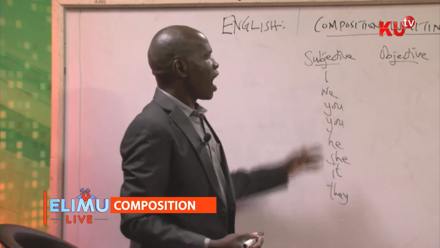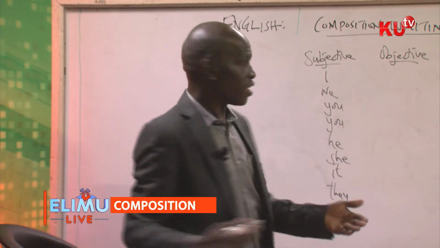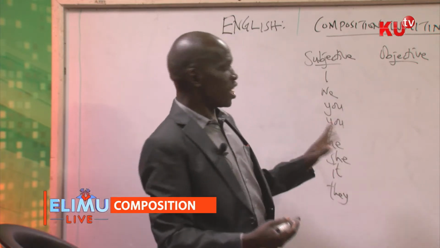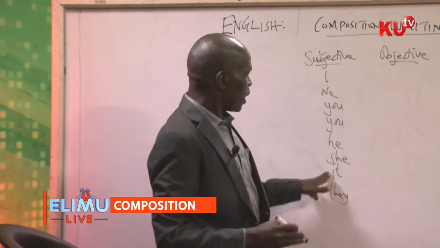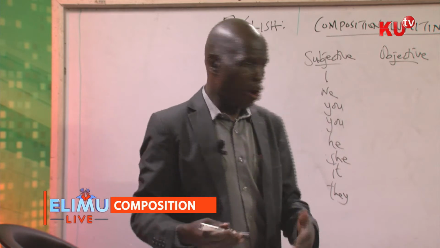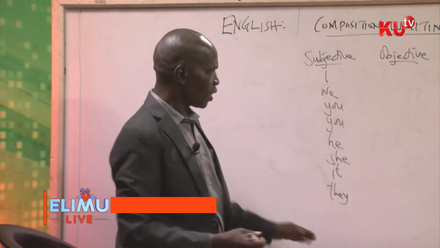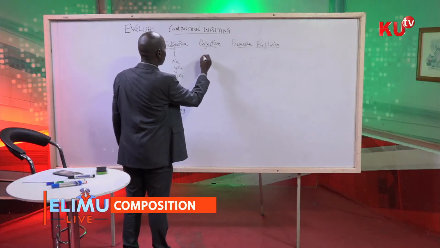I go to school. We are good children. You are a nice boy. He is so funny. It is my dog or my pen. They are our friends. We begin sentences this way. And we complete with this, objective.